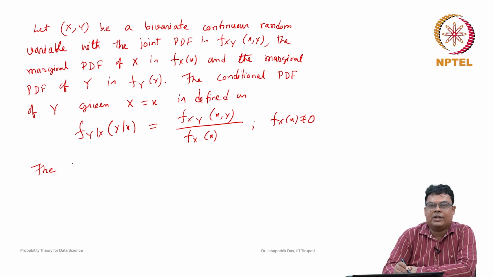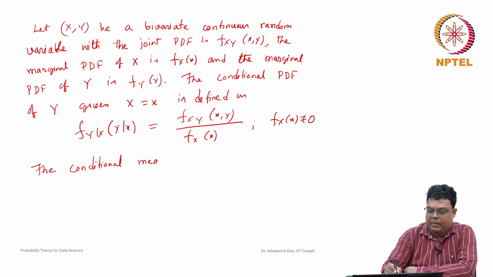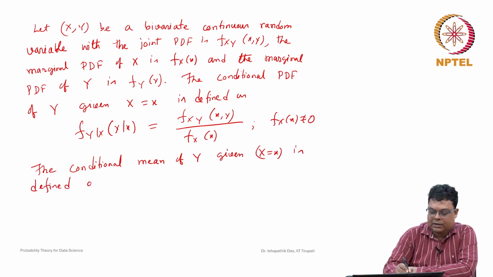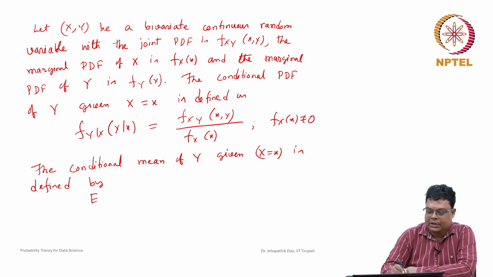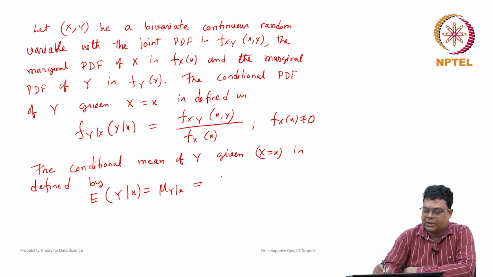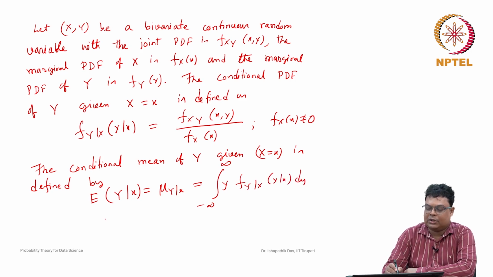Now we will define the conditional mean and conditional variance. The conditional mean of y given x equal to x is defined as, so here the notation is, expected value of y given x equal to x, or mu of y given x. Because it is continuous, we'll take the integration instead of summation. Summation we will consider in discrete random variables. This will be integral of y times the conditional probability density function f of y given x dy. So this is the definition of conditional mean.